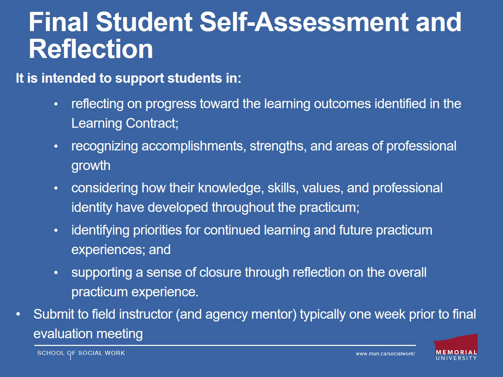The final student self-assessment and reflection is intended to support collaborative discussion during the final evaluation meeting. Students' reflections may be referenced within the field instructor's final evaluation to acknowledge learning, highlight strengths, and identify priorities for continued professional development. The self-assessment is intended to support honest reflection and collaborative discussion. There are no right or wrong answers, so meaningful reflection on accomplishments, challenges, and professional growth is encouraged. Once again, more detail regarding format for responses can be found on the final student self-assessment and reflection document.